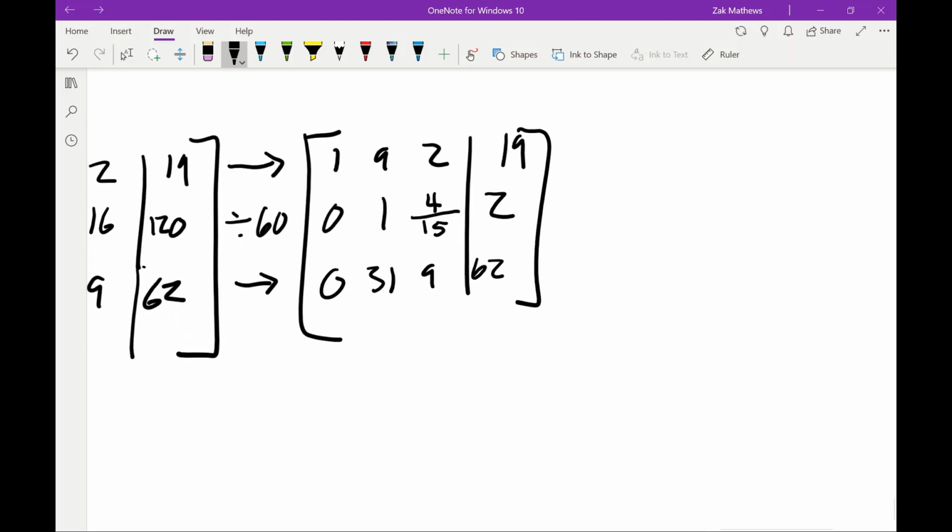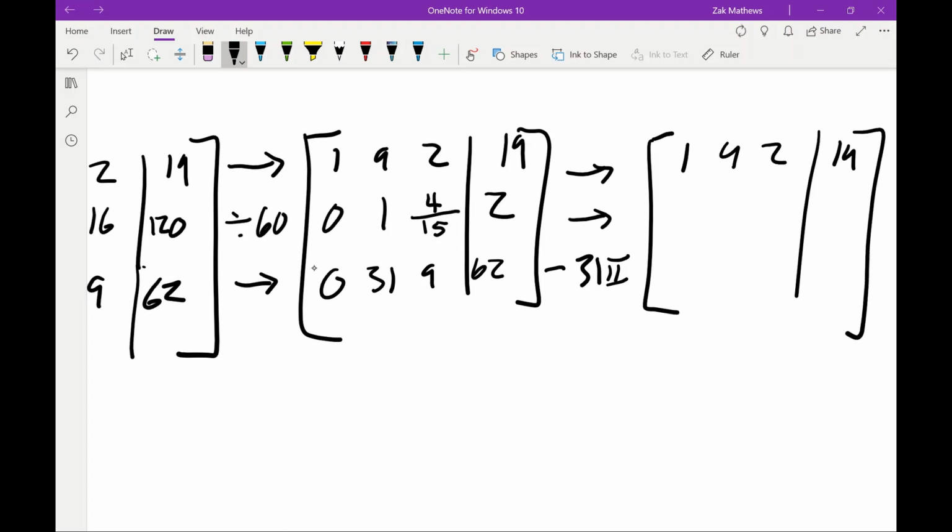And so now this last row, I need this to be a 0, and the easiest way to do that is subtract 31 times the second row. So we have 1, 9, 2, 19. We're going to have the 0, the 1, the 4 over 15 stays the same, and then the 2. And then we'll have 0 minus 0 is 0. 31 minus 31 is 0. 9 minus 31 times 4 over 15.